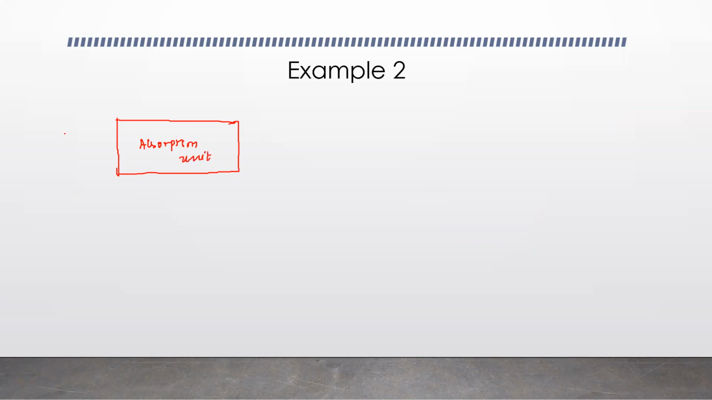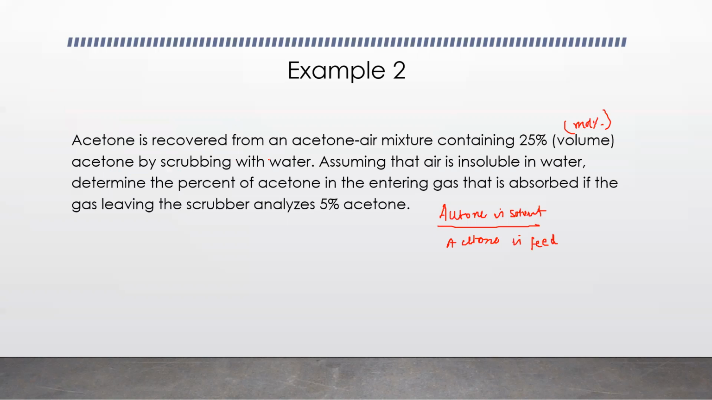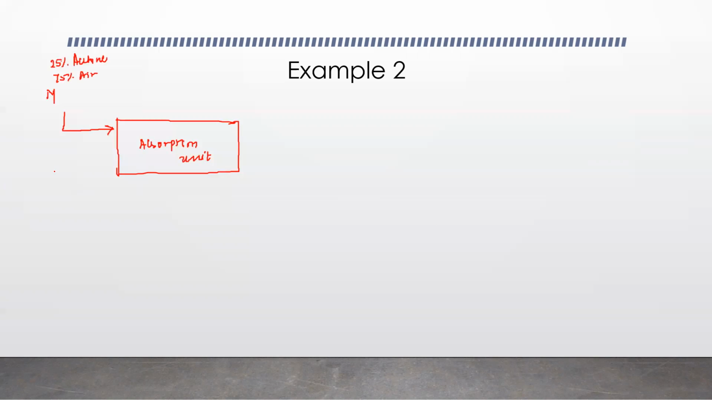All right. Then let's take M as the mixture. So we have M as our mixture of acetone and air. This mixture contains 25% acetone. That means it contains 75% air. And there is water coming in as solvent. Let's call it S simply, that is water.